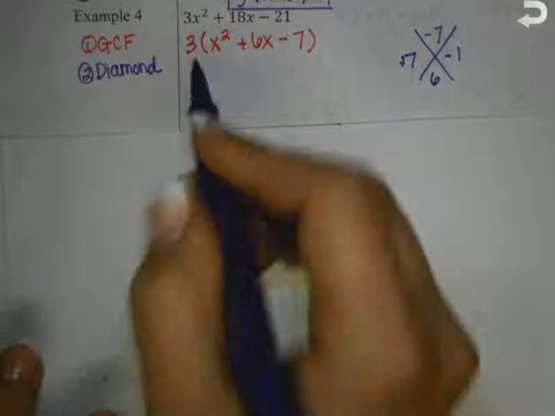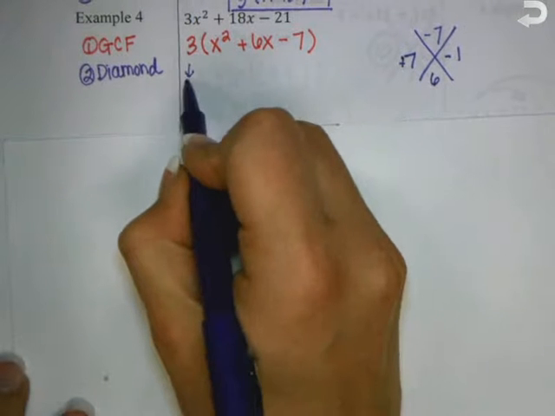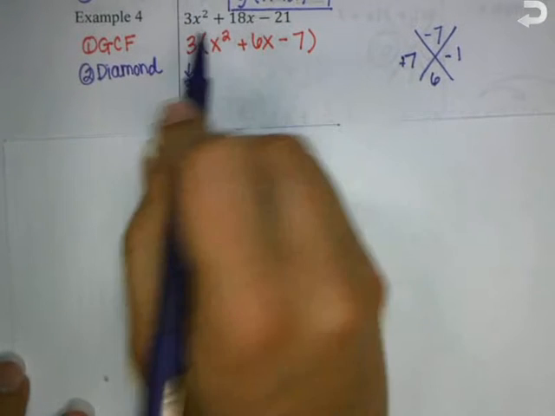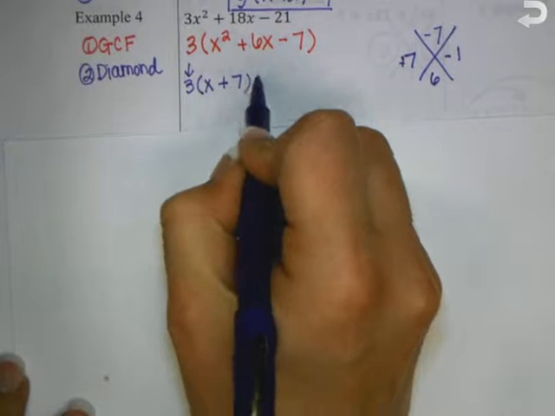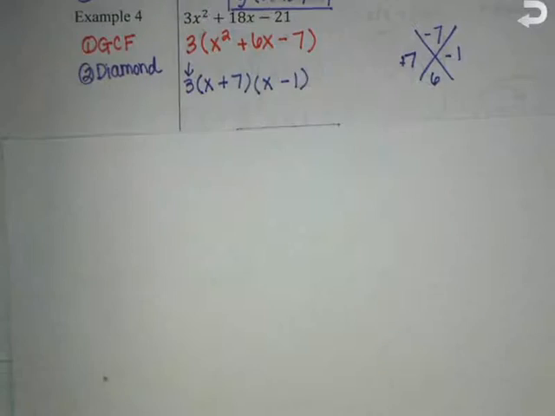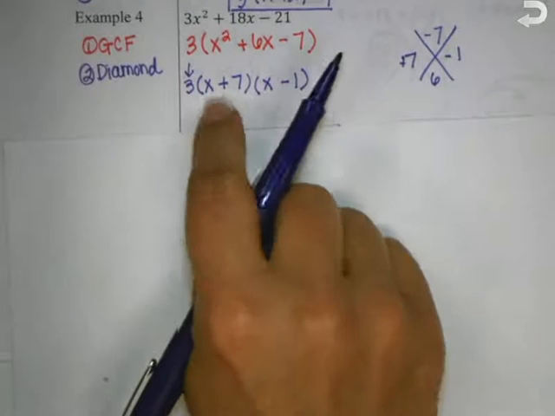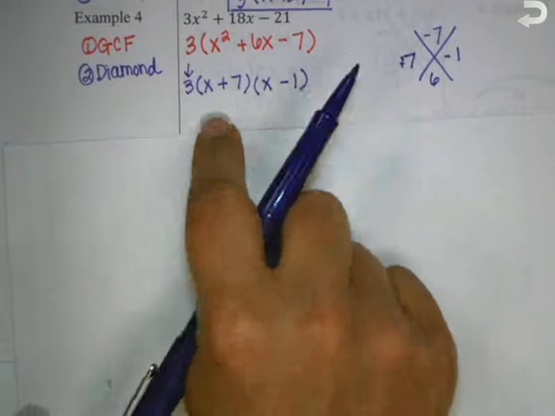And this factors to what? X plus 7 times x minus 1. Order does not matter. So if you had x minus 1 first and x plus 7 second, it's the same. Am I done? Yes. Yes, I am. Yes, you did. Use correct variable.